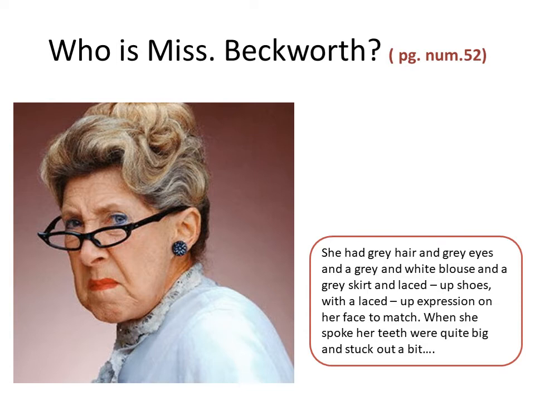Shall we read? She had gray hair, gray eyes, and gray and white blouse and gray skirt and laced up shoes with a laced up expression on her face to match. Okay. Now, according to this description, what's the common color which links with her personality? Gray. Yes, she had gray hair, gray eyes, gray and white blouse, and gray skirt. So everything is in gray color. Okay. And when she spoke, her teeth were quite big and stuck out a bit. Maybe she is getting angry all the time. Okay.